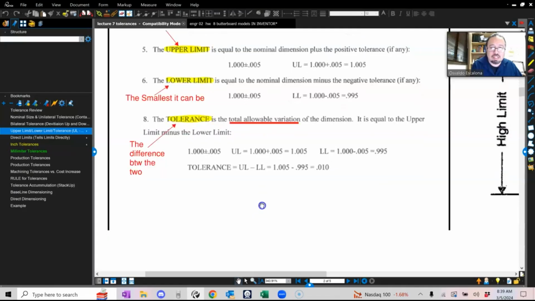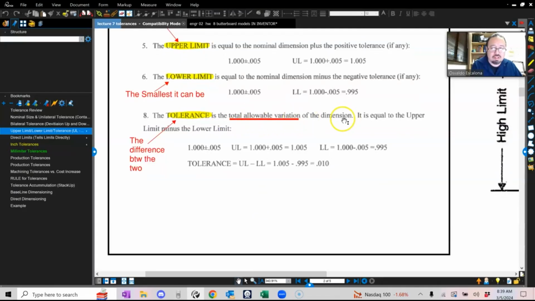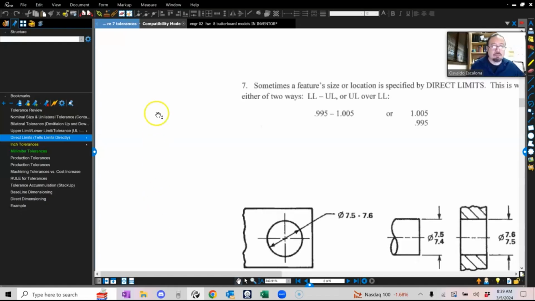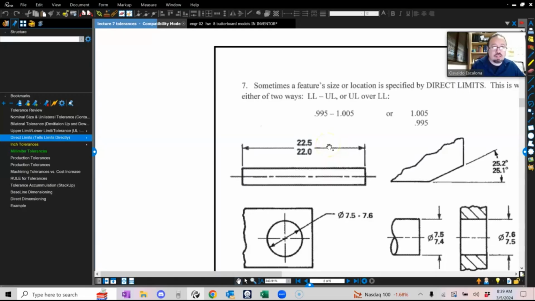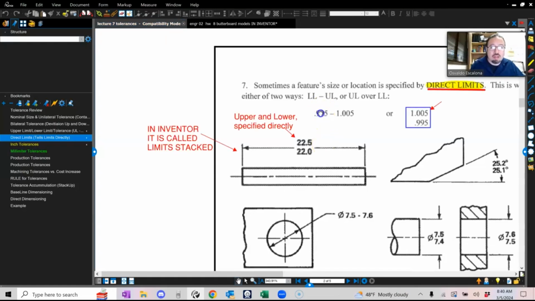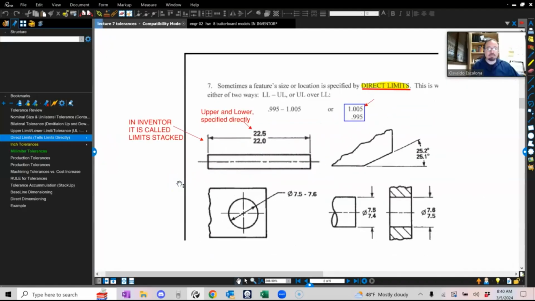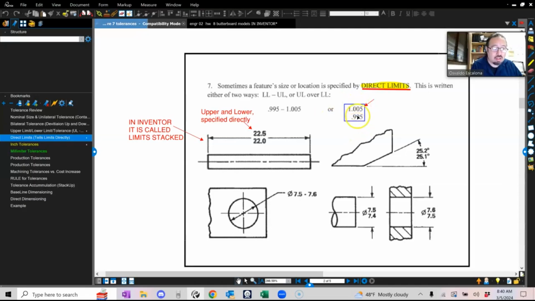Let's actually look at the next one. The tolerance again is the total allowable variation of the dimension, equal to the upper limit minus the lower limit, which is your tolerance. And the direct limit is when I give it to you direct. I just go and I write it. Okay. You will always put the direct tolerance in order. You will put the lower limit on the bottom and the upper limit on the top, or the lower limit on the left and the upper limit on the right, like the example that you guys see here. You can do it horizontal or you can do it vertically.